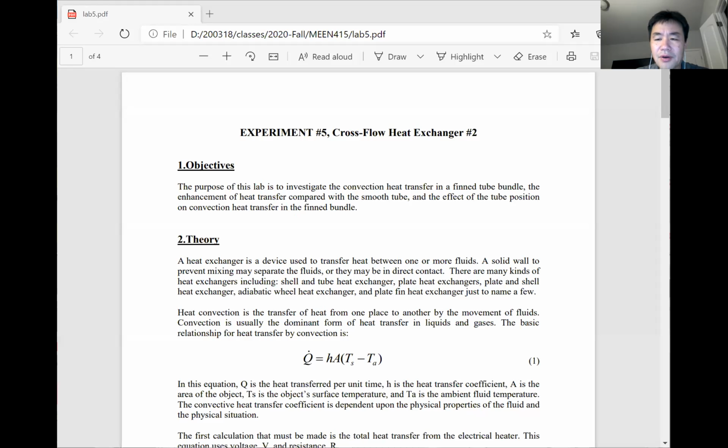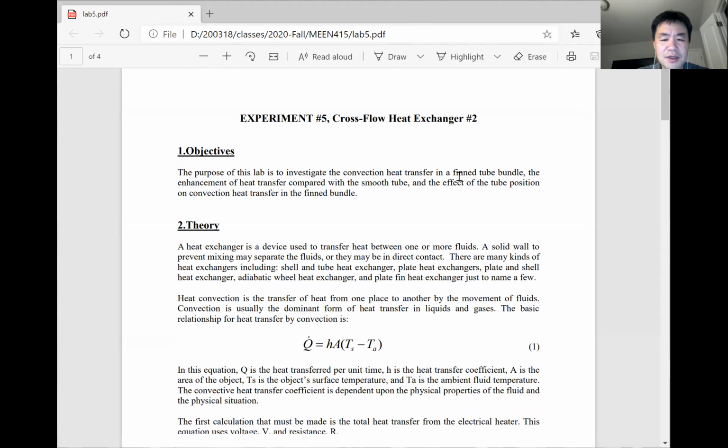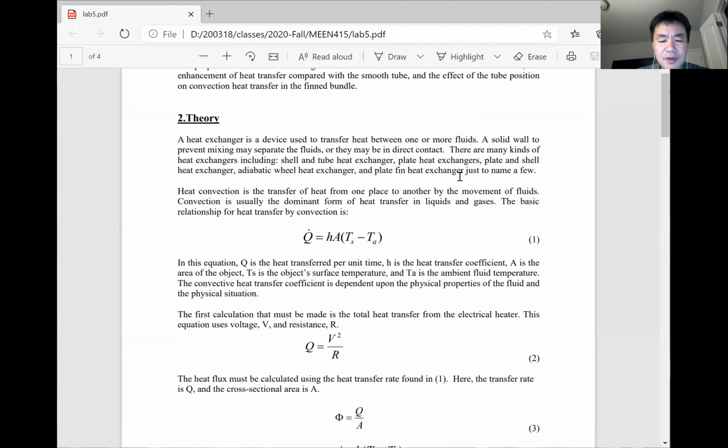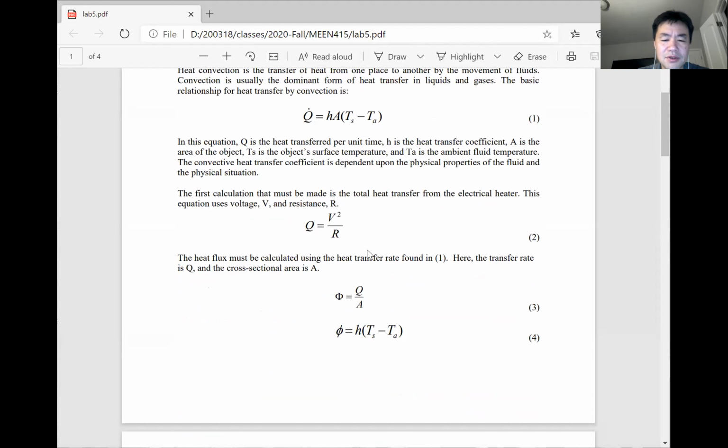Okay, so this is the second lab of the cross-flow heat exchanger. Here is a list of those equations. The one thing I want to mention here is that in this lab we are going to use the heat flux instead of the heat transfer rate. Okay, so the same thing.